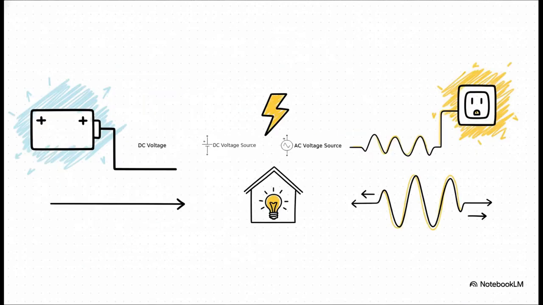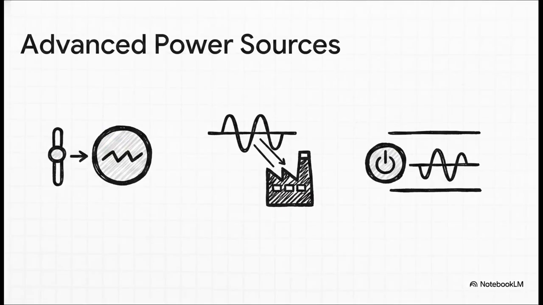So here we have the two absolute fundamentals, right? On the left, you've got your DC source. Think of a battery. It provides a constant, steady voltage. And on the right, the AC source, which gives you that oscillating, sinusoidal power that comes out of the outlets in your home. But it gets so much cooler than that. Controlled sources, for instance, let you dynamically change the voltage based on something else happening in your simulation.